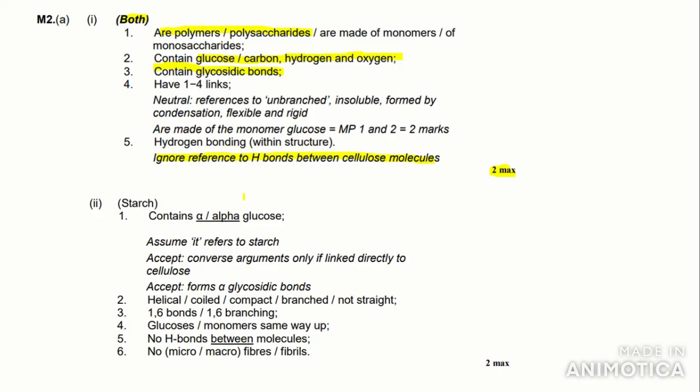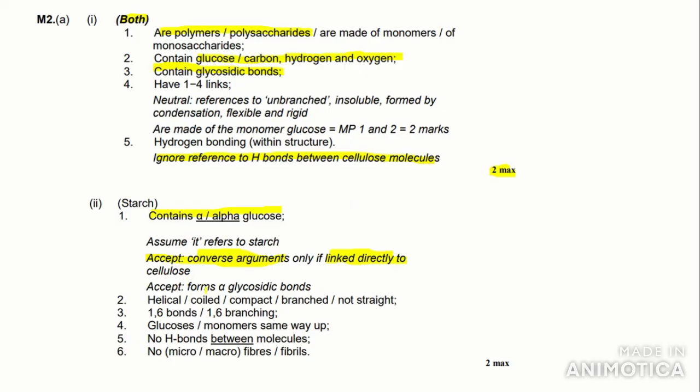Now the next question. Obviously, starch contains alpha glucose. And here it says assume it refers to starch. Try to avoid using the term it whenever you're answering something, and make it really clear that you're referring to what you're writing about. So if you're writing it and the examiner thinks you're referring to, say, cellulose, it won't give you the mark. Here it says accept converse arguments. So an example would be if you say starch is a polymer of alpha glucose whilst cellulose is a polymer of beta glucose, but only if linked directly to cellulose. So if you don't make obvious that you're comparing it directly to cellulose, you won't get the mark.